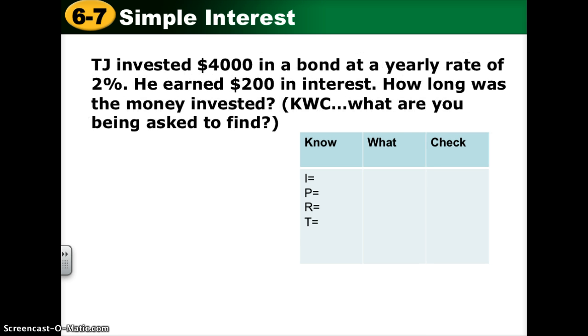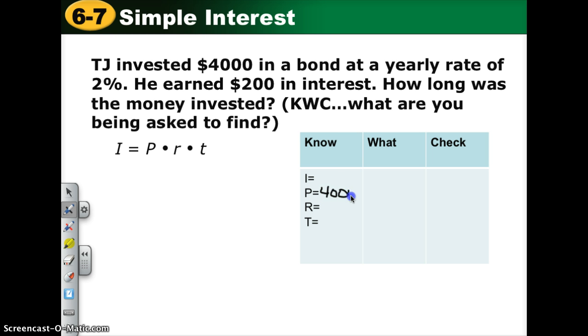Let's try another one. TJ invested $4,000 in a bond at a yearly rate of 2%. He earned $200 in interest. How long was the money invested? Remember our equation, IPERT, and let's think about the information that we know. TJ invested $4,000. $4,000 would be the principal amount. His yearly rate was 2%. Divide that by 100, that's 0.02.